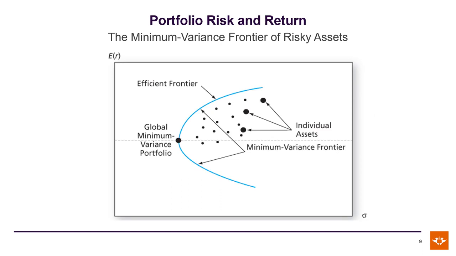So on this slide we have the graph of the efficient frontier and the global minimum variance portfolio. And you look at all those dots underneath the efficient frontier. Those are the portfolios which are not minimum variance portfolios.